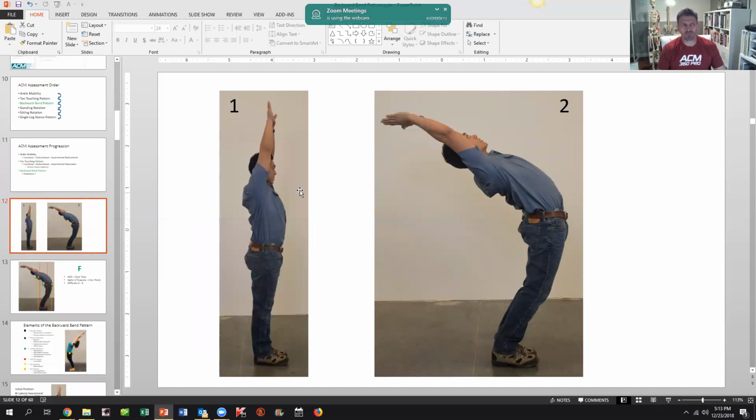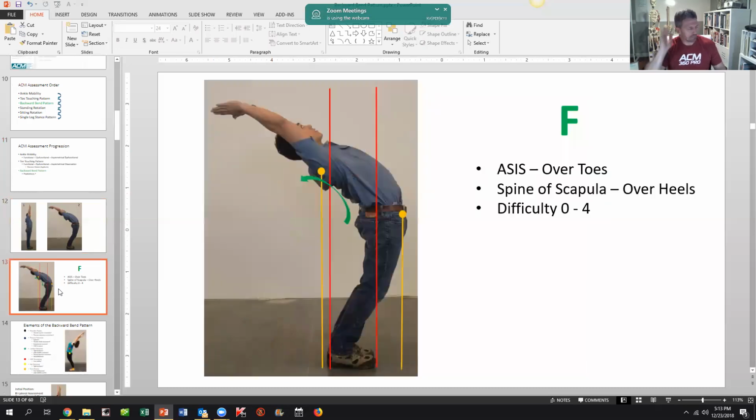So it's actually a two-part assessment: raising the arms up overhead and the backward bend. I mentioned it earlier, just so you can see a better visual. This guy had tremendous backward bend pattern mobility. His ASIS is way out in front of his toes. The red lines represent the markers that we're looking for.